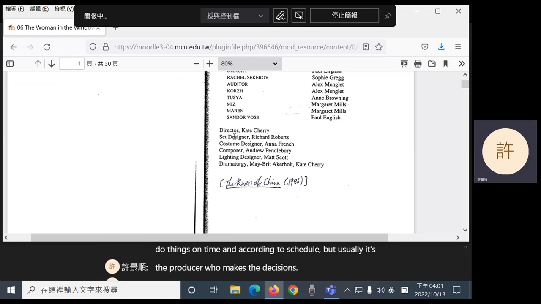Then we have the set designer. This is the person who designs the backgrounds of the stage. Costume designer. Composer. If there's music, this person created it. Lighting designer.